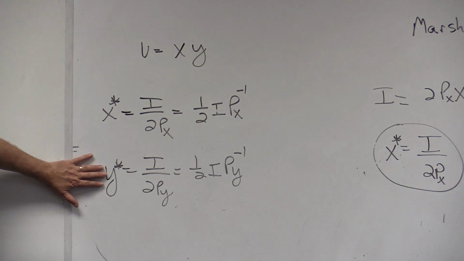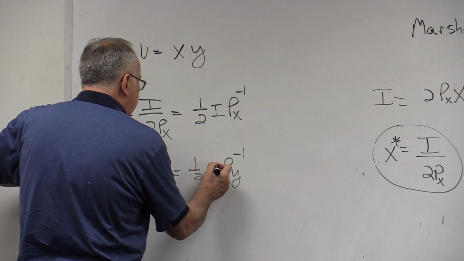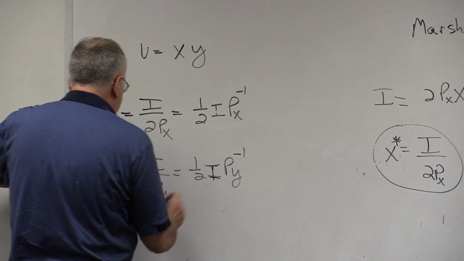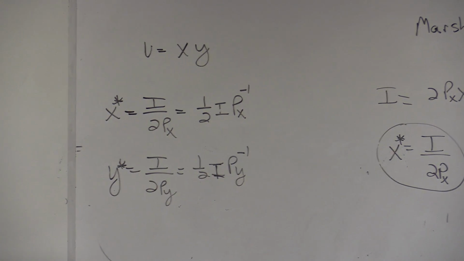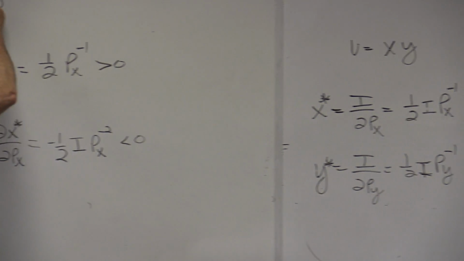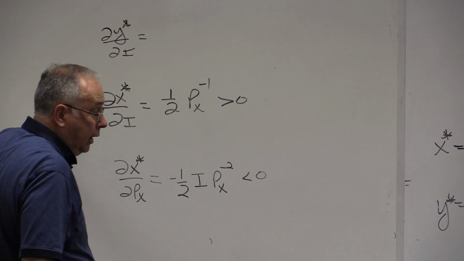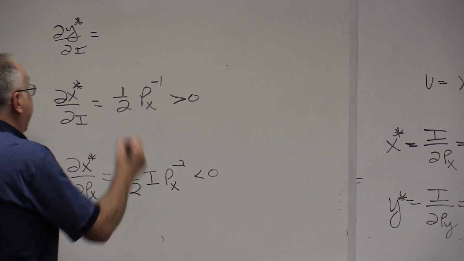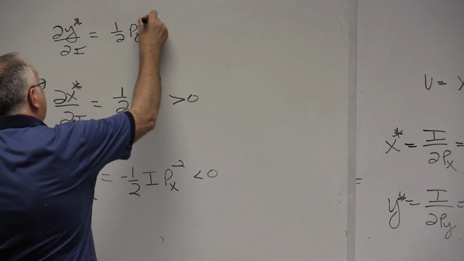It's also a normal good. Because as I goes up, you can see from this equation right here, as I goes up, Y star is going to go up. Partial Y star, partial I, is just equal to 1/2 times Py to the minus 1. That's always positive.